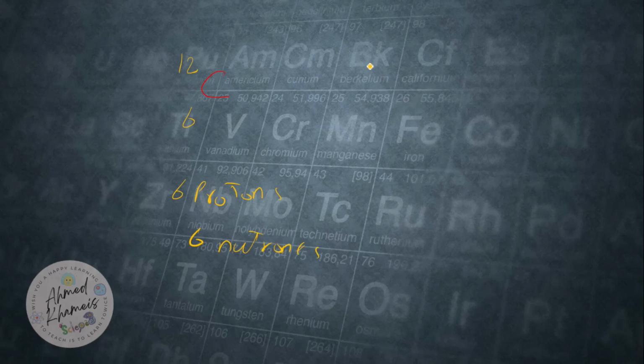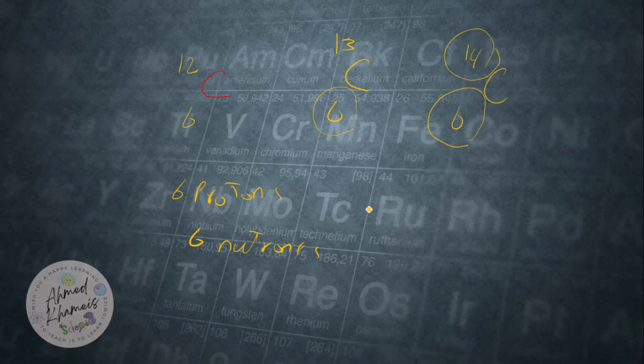We also have carbon 13. They have the same atomic number, 6 protons, but they have 7 neutrons. And we also have carbon 14, which also has the same number of protons, 6 protons, but a different number of neutrons.